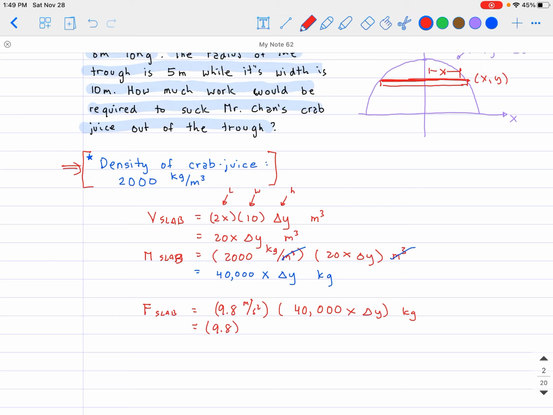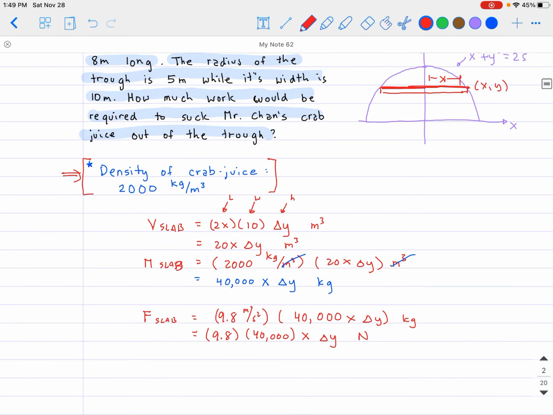So 9.8 multiplied by 40,000. I'm not going to multiply that out because I don't have a calculator on me. I technically do, but I'm just getting kind of lazy. Anyhow, that's going to be in newtons. We have the force. Now let's consider the distance that it's going to have to travel.